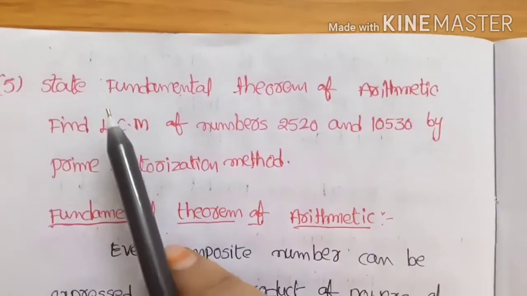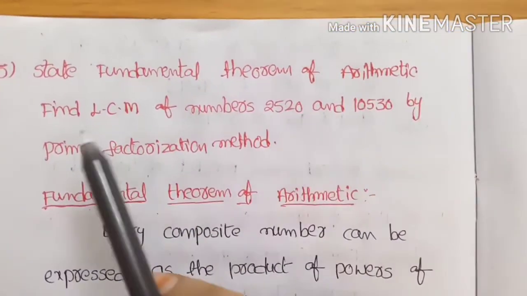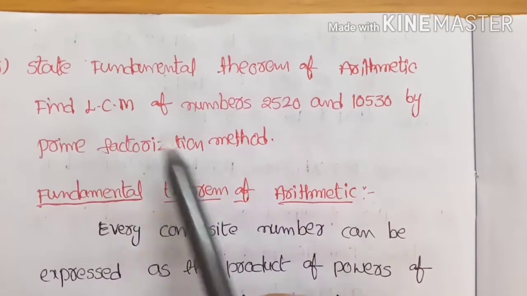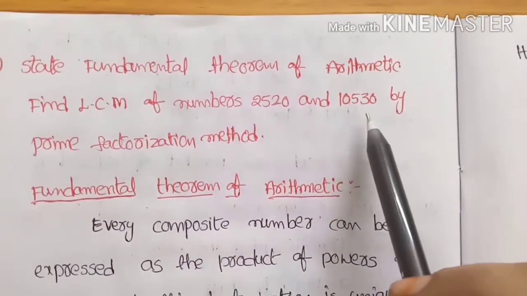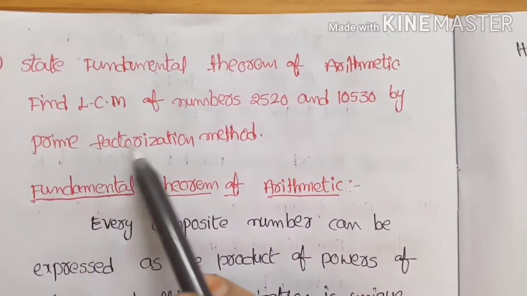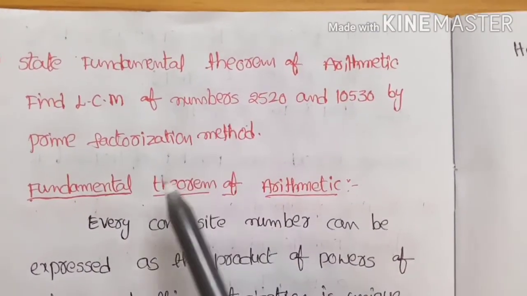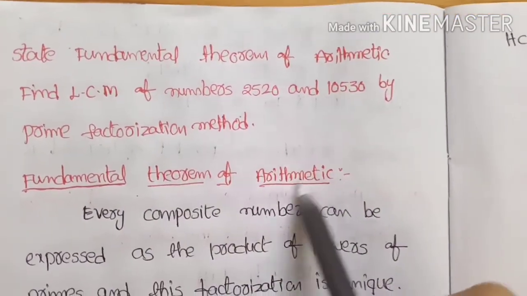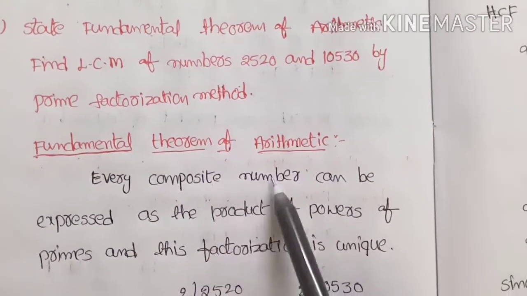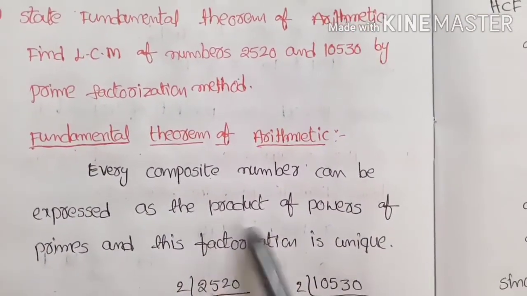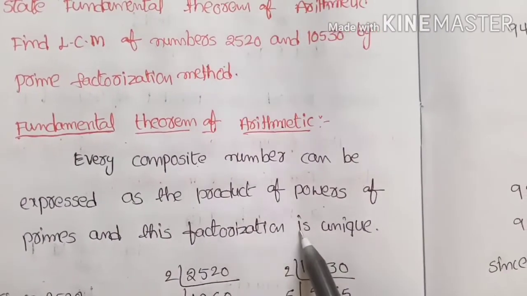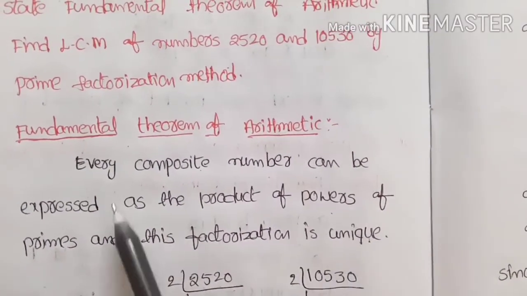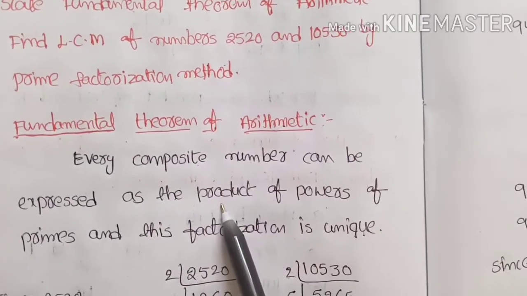Question: State the fundamental theorem of arithmetic and find the LCM of the numbers 2520 and 10530 by the prime factorization method. What is the fundamental theorem of arithmetic? Every composite number can be expressed as the product of powers of primes, and this factorization is unique. This is the fundamental theorem of arithmetic.